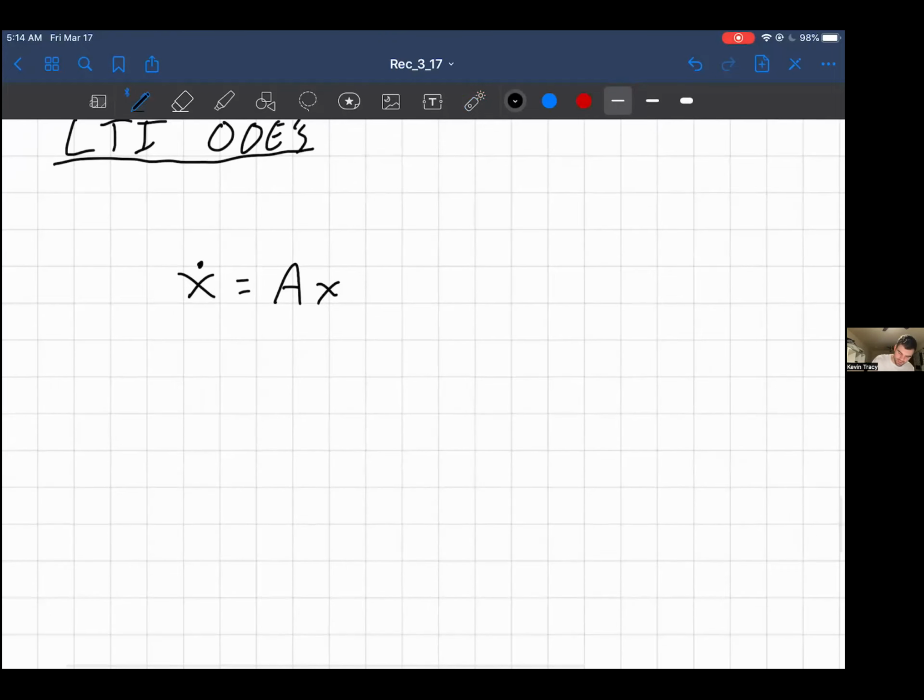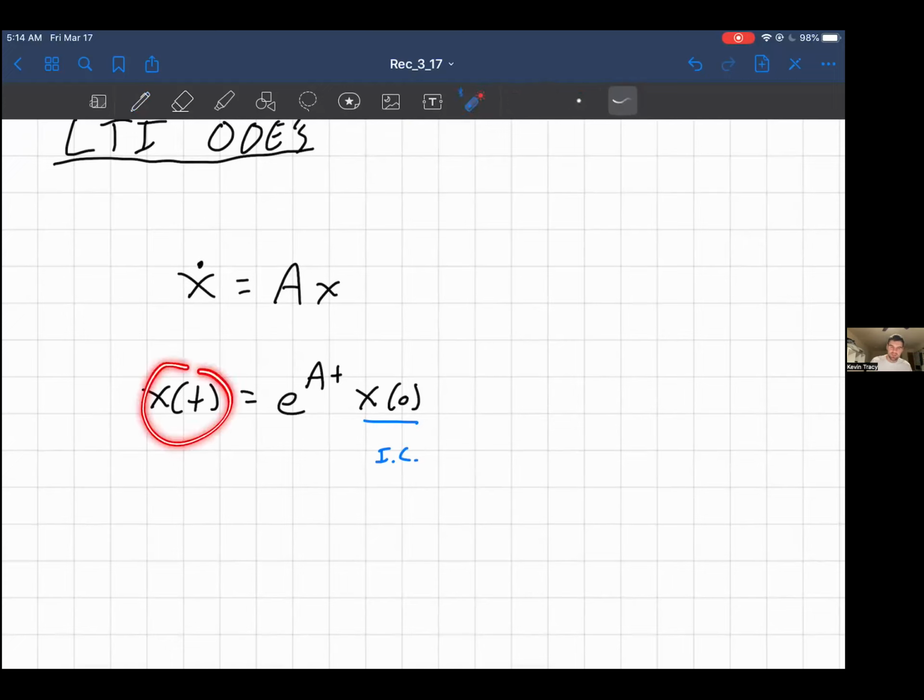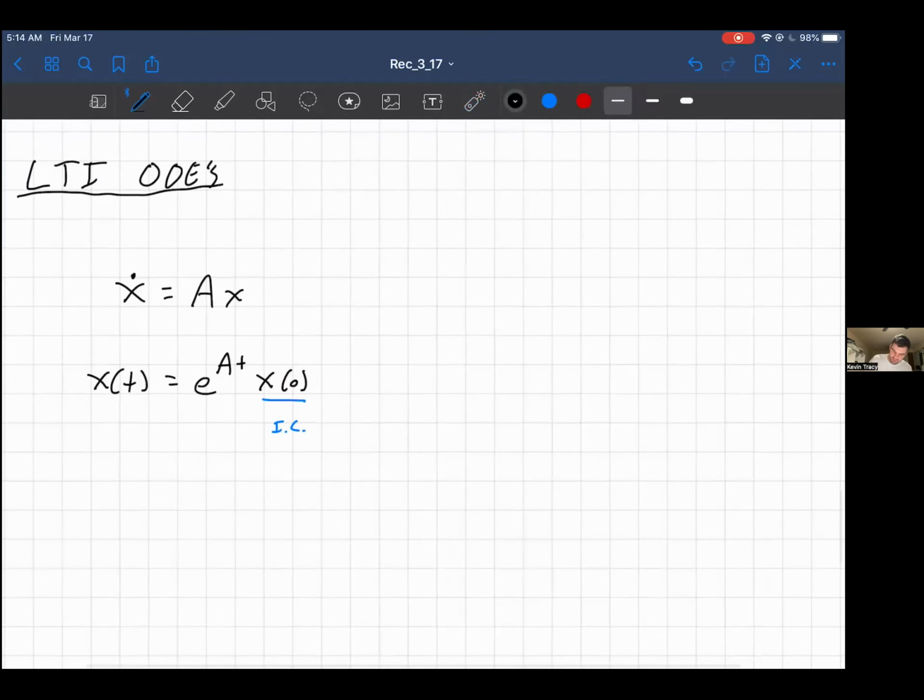And this was from the following. I could do x of t equals e to the At times x of 0. And this is our initial condition. So if you remember this, I can solve for what x is at any point in time by using this matrix exponential, or the state transition matrix as it's sometimes called, times my initial condition. And so I'll just draw this out graphically as to what's going on here. So if you imagine, here's t, here's x of t. So what I can say is, and so I'll have this be x of 0.